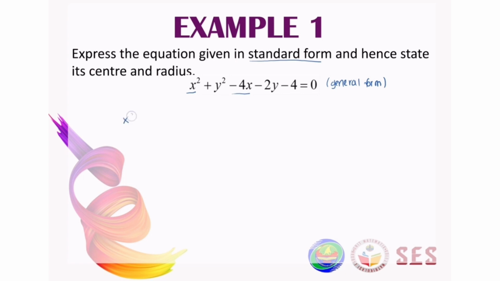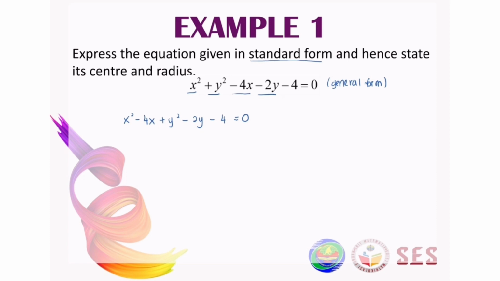So we have x squared minus 4x, and we do the same for the y terms, where we have y squared minus 2y, and minus 4 at the end. Please take note of the value of b for x and y, because we are going to use the b values when we do completing the square. For x, b is minus 4, and for y, b is equal to minus 2.